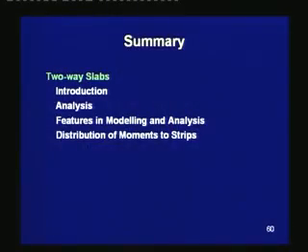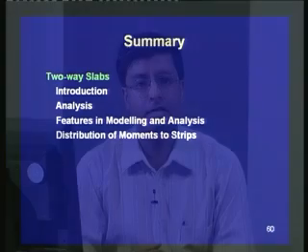Thus, in today's lecture, we have introduced the two-way slabs. We said that non-rectangular slabs are always designed as a two-way slab, and a rectangular slab, if it is supported on all the four sides, is designed as a two-way slab depending on the length to breadth ratio. If the length to breadth ratio is less than 2, then we design the rectangular slab as a two-way slab which spans in both the directions.